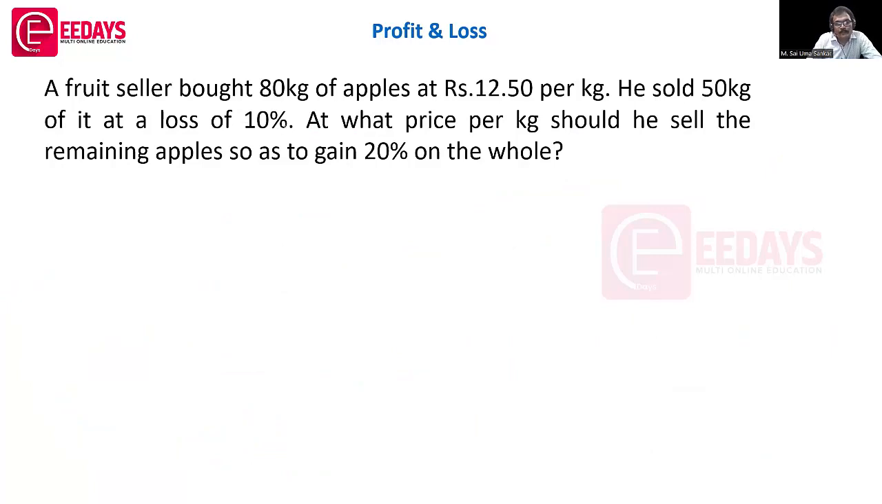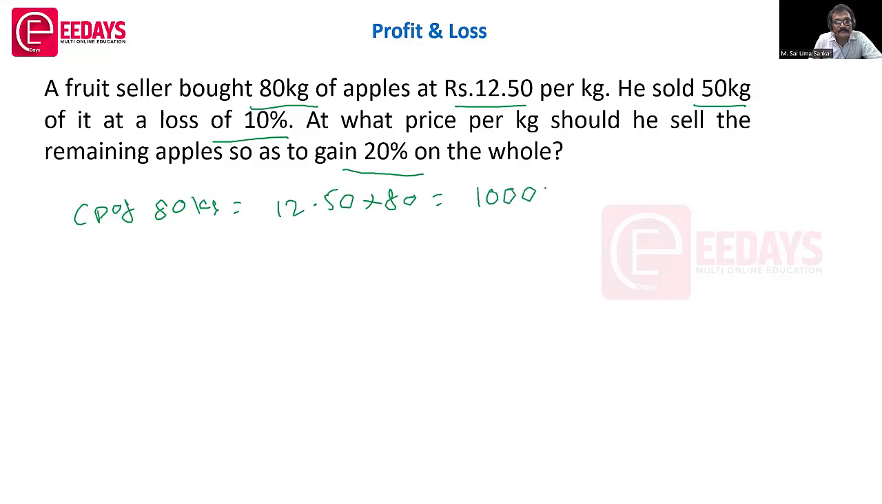Next, a fruit seller bought 80 kgs of apples at 12 rupees 50 paise per kg. He sold 50 kgs at a loss of 10%. At what price per kg should he sell the remaining apples so as to gain 20% on the whole? First, CP of 80 kgs is equal to how much? That is equal to 12 rupees 50 paise into 80. So that is equal to how much? 1000 rupees. Required amount is equal to 1200. Why? Because the whole transaction should give 20% profit.